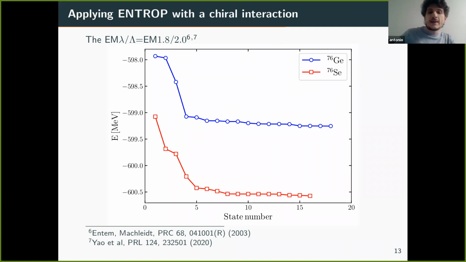And we can see again that with the states selected with Entrop, 16 in selenium and around 18 in germanium, we have already reached a very large plateau convergence there. So making us believe that the full results for the energies of germanium and selenium, the ground state energies, are around these values here.